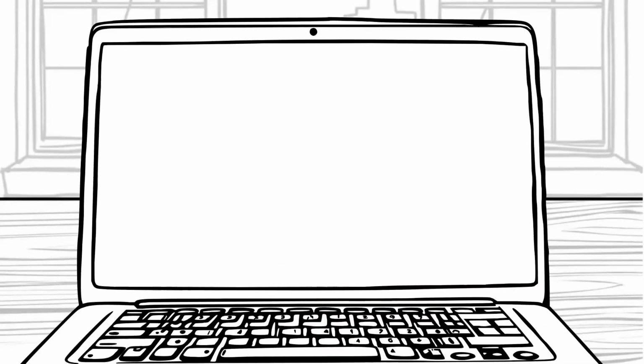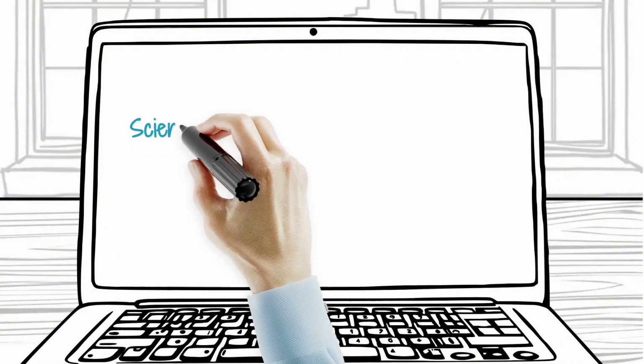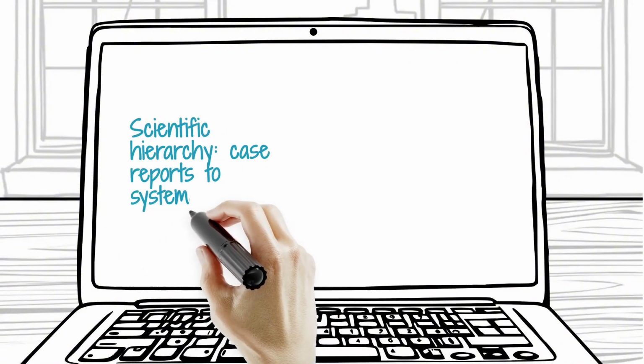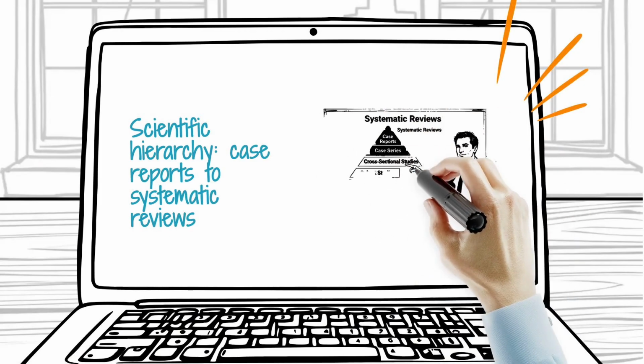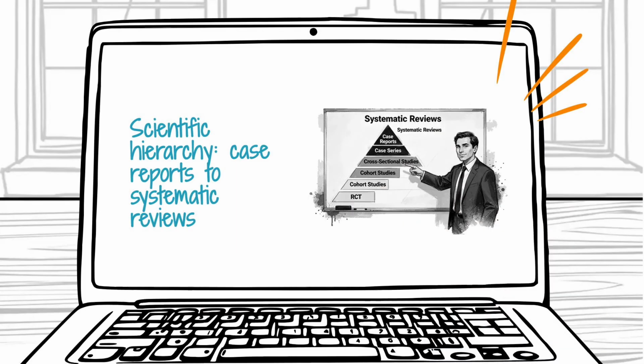Put them all together and you get the evidence hierarchy. At the base, case reports. One level up, case series. Then cross-sectional studies. Then cohort studies. Then the RCT. And at the peak, systematic reviews.